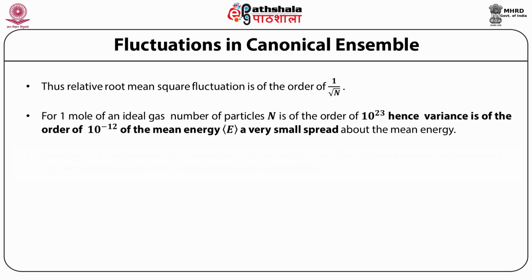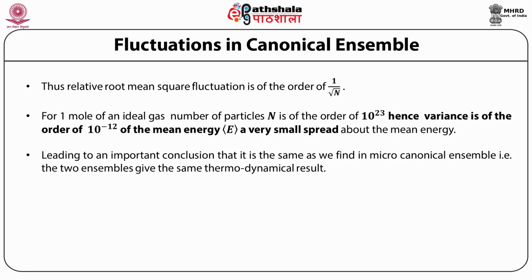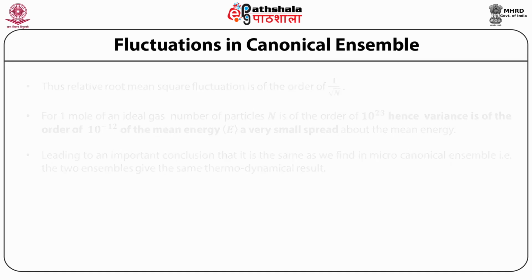For 1 mole of an ideal gas, number of particles N is of the order of 10 raised to the power 23. Hence, the relative fluctuation is of the order of 10 raised to the power minus 12 of the mean energy E, a very small spread about the mean energy, leading to an important conclusion that it is the same as we find in microcanonical ensemble. That is, the two ensembles give the same thermodynamical result.